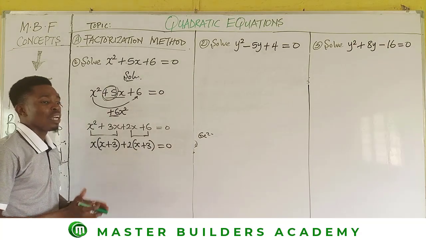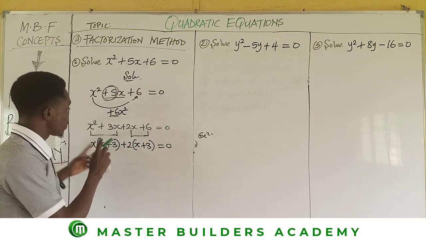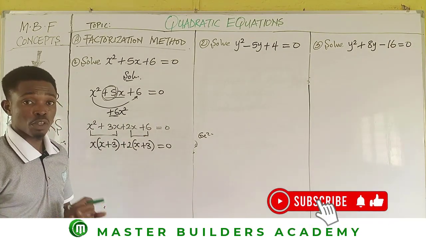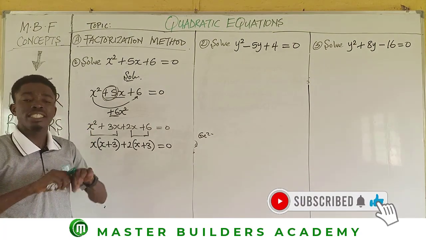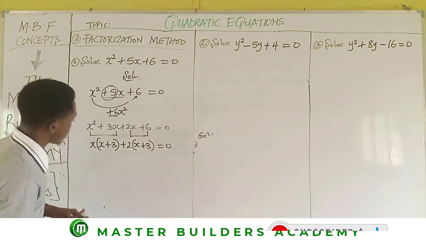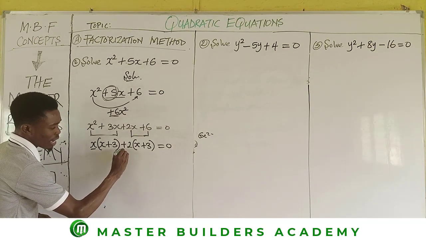At this point now, the next thing we are quickly going to do is to collect the what? The multiplication factors. Now, what are multiplication factors here? The multiplication factors are those terms that are outside the bracket. Are you there? Yes. Those terms that are outside the bracket. Now, the first term that is outside the bracket is x, and the second one here is plus 2.